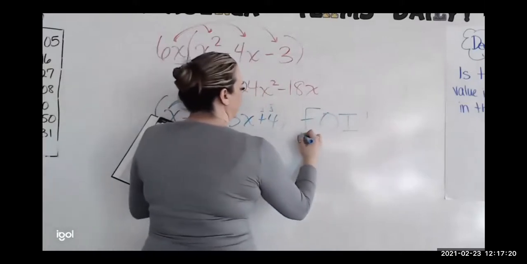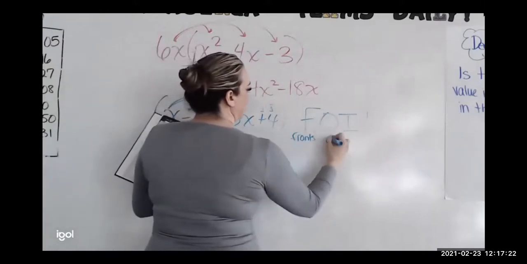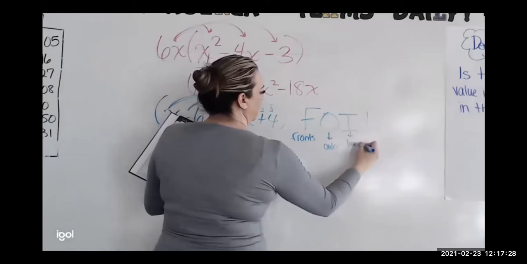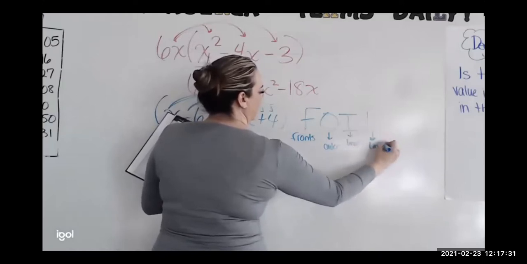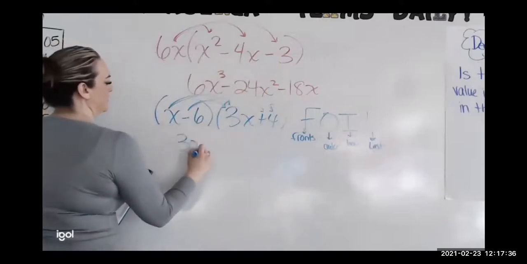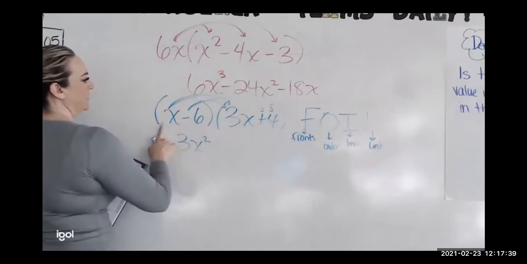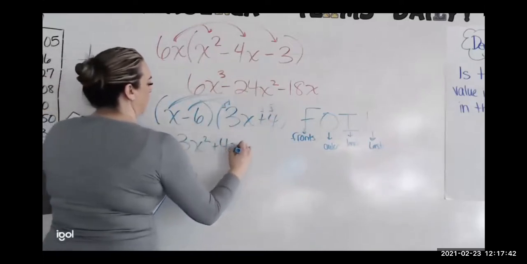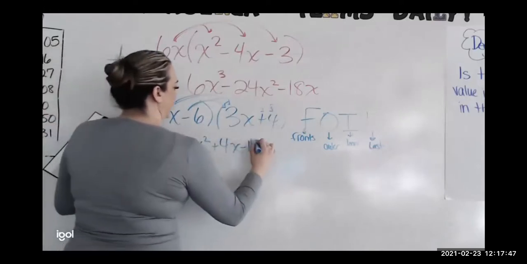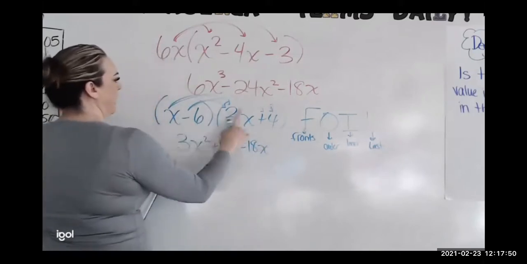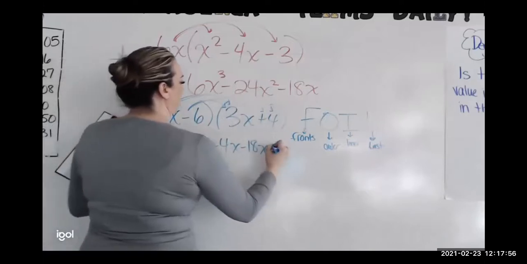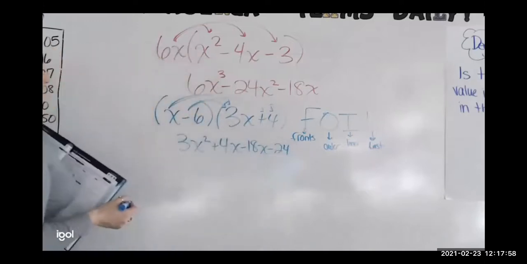We do our fronts, we do our outers, we do our inner, and then we do our last terms. So here we go. X times 3x is 3x squared. X times 4 is 4x. Now our inners. Negative 6 times 3x is negative 18x. Our outers. Negative 6, or our last one, excuse me. Negative 6 times 4 is negative 24.